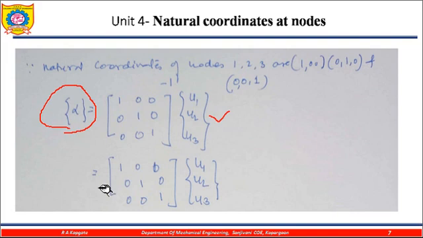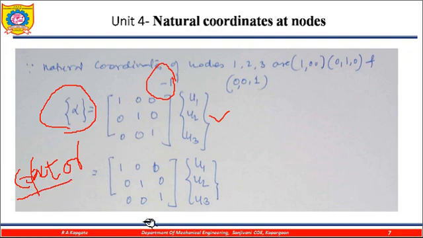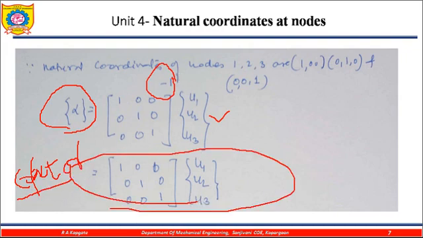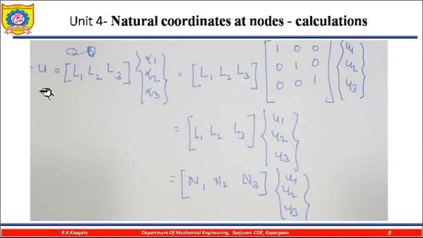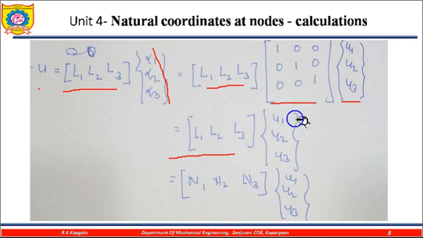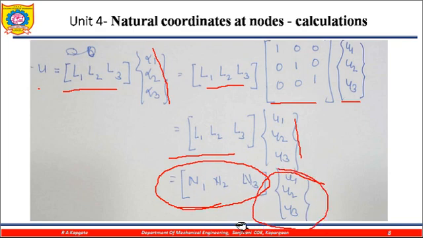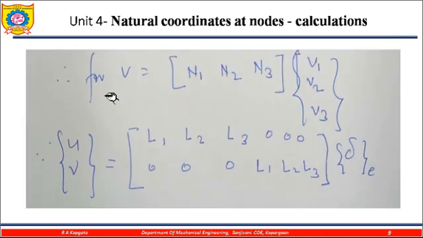So to find the inverse we can use the transpose and cofactor method. This inverse is found by using the cofactor method, and we are getting this value. So that we get u is equal to L1 L2 L3 multiplied by this matrix multiplied by u1 u2 u3. So this is equal to L1 L2 L3 multiplied by u1 u2 u3. This is my shape function N1 N2 N3 multiplied by this vector. And this is for u.